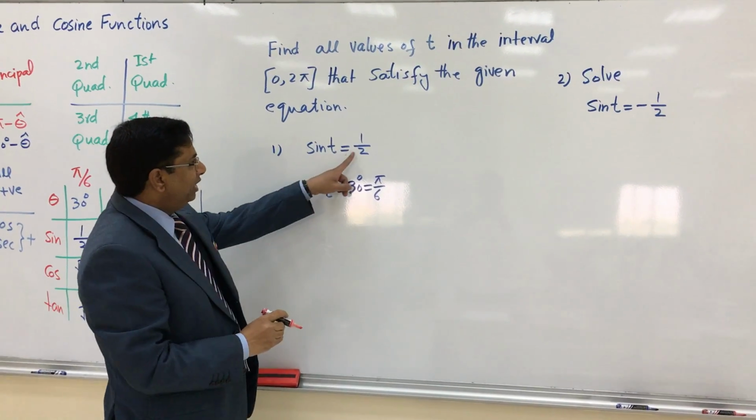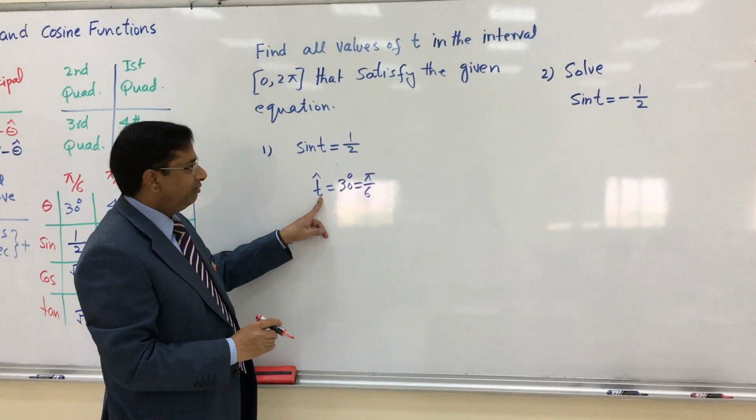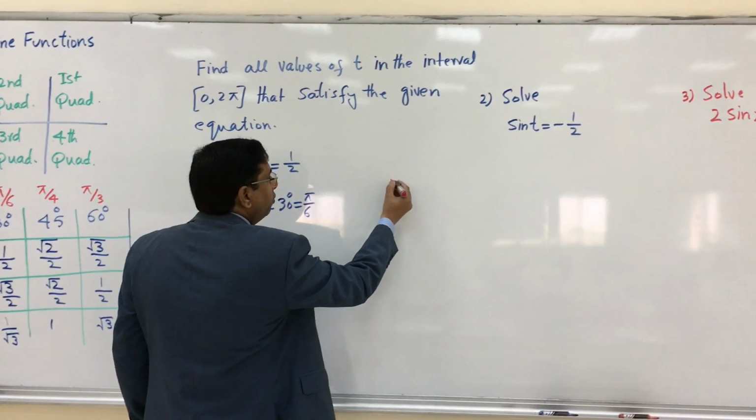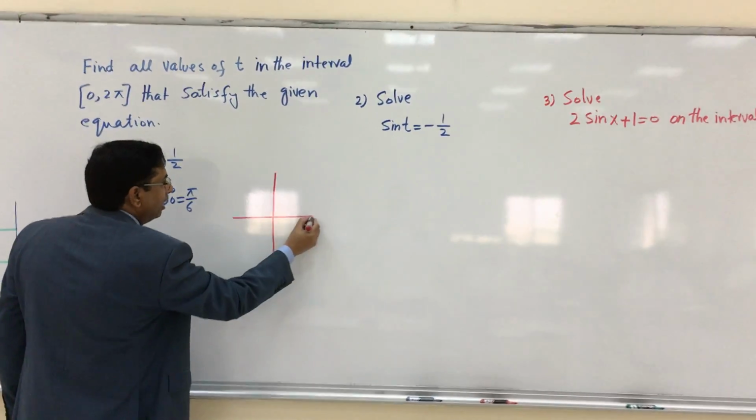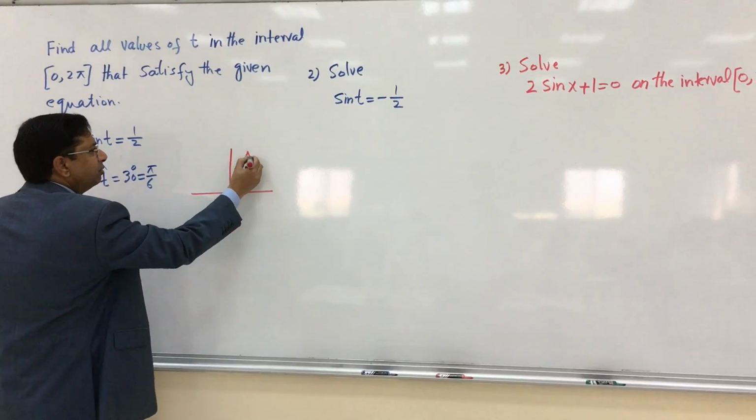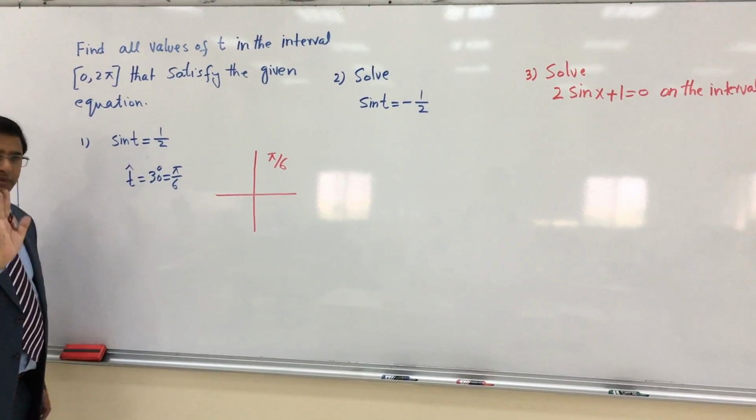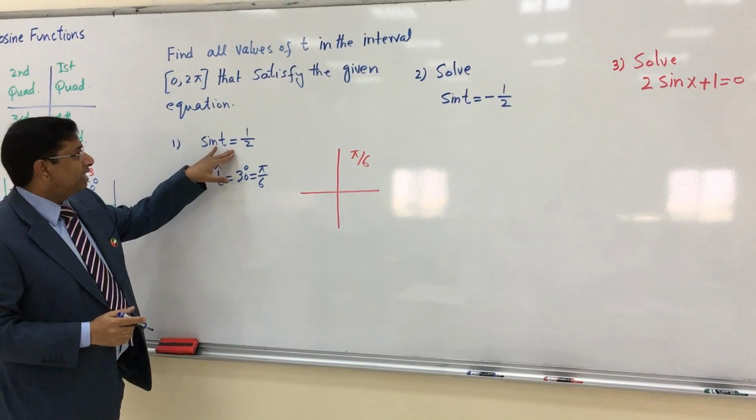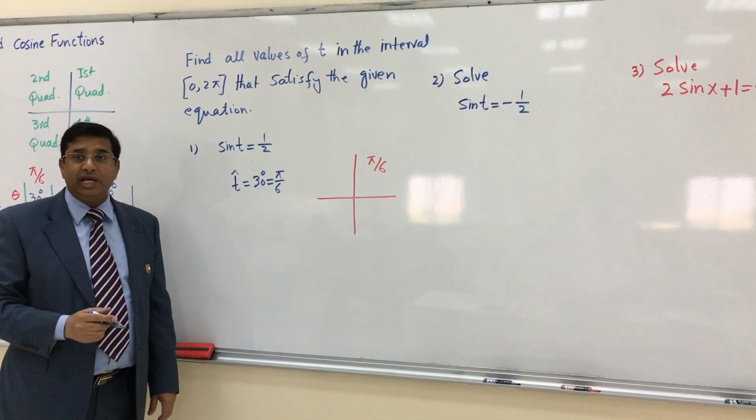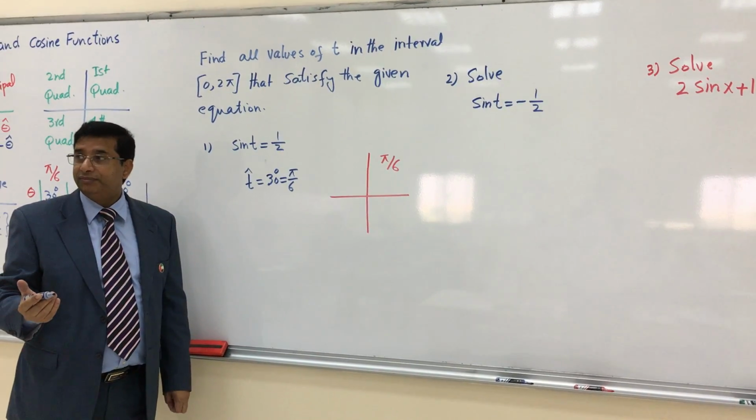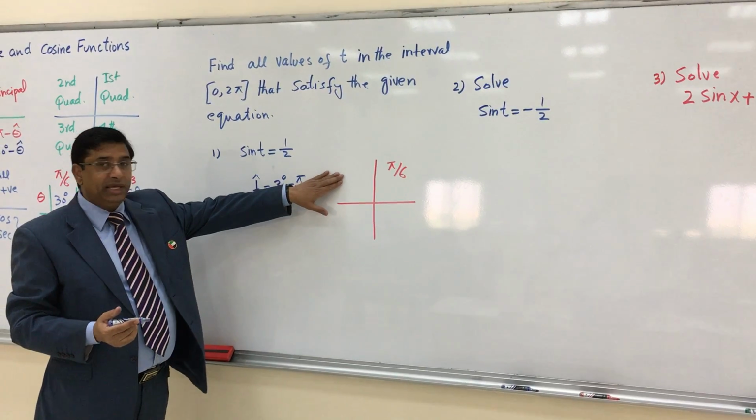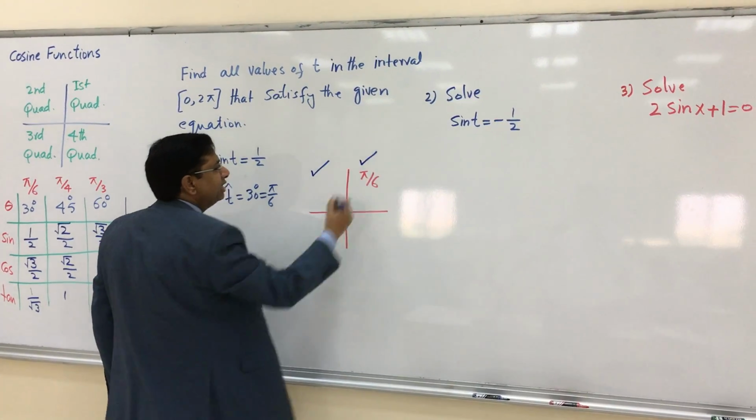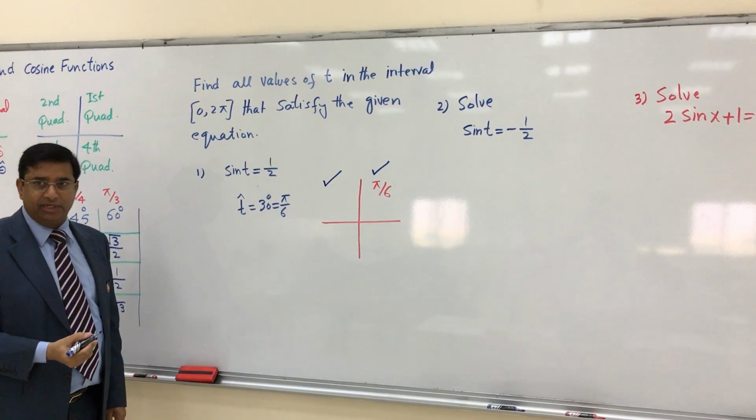First of all, find out the reference value, which is the reference angle, 30 degree, pi over 6. Other values, how to calculate? We look for the quadrants. This is a reference angle. Please always put the reference angle in the first quadrant. Keep it there. Now, in how many quadrants is sine positive? Sine is positive in which quadrant? Second and first quadrant. Okay. So mark these quadrants. It is positive in the first quadrant and the second quadrant.